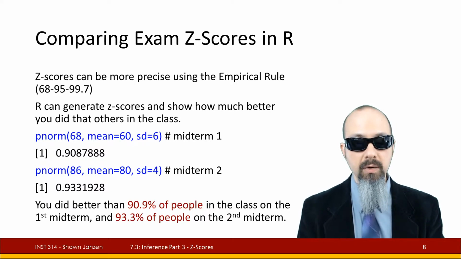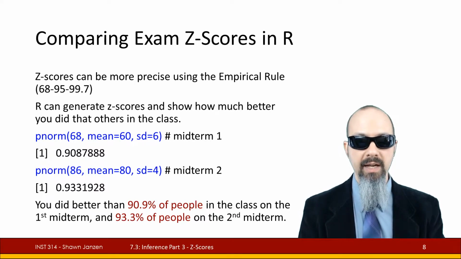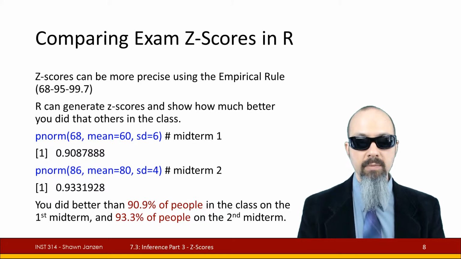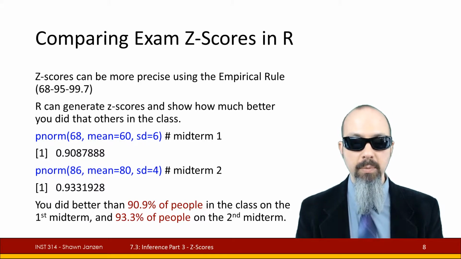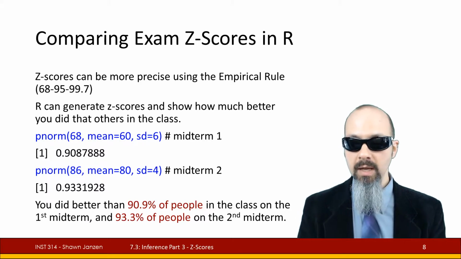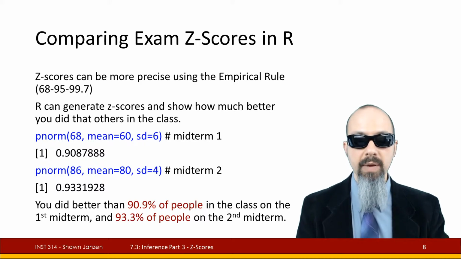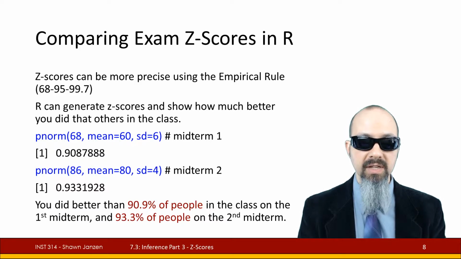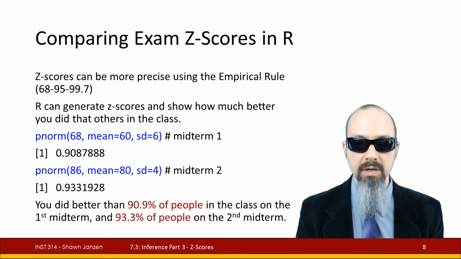But if we did the pnorm on 86 with a mean of 80 and SD of 4, then you are getting a 0.933. If we translate this out, you did better than 90.9% of people in the class on the first midterm, but in the second midterm, you did better than 93.3%. That's where we're getting back into those percentiles, although it's expressed as a probability now, but multiply it by 100 and you're there.